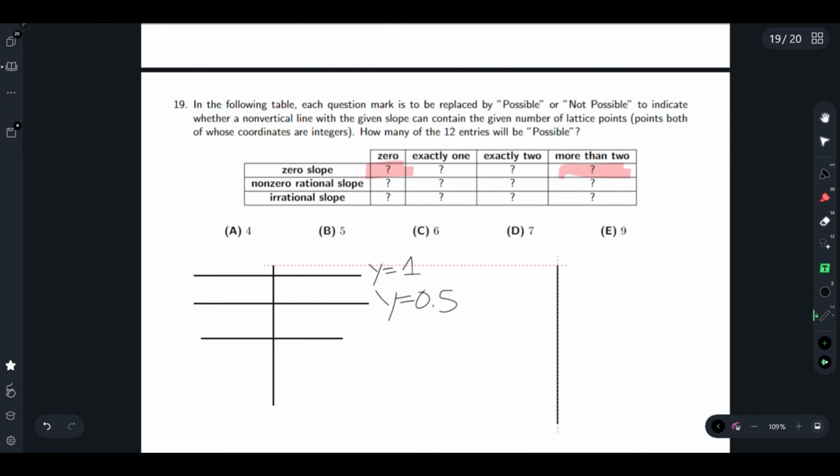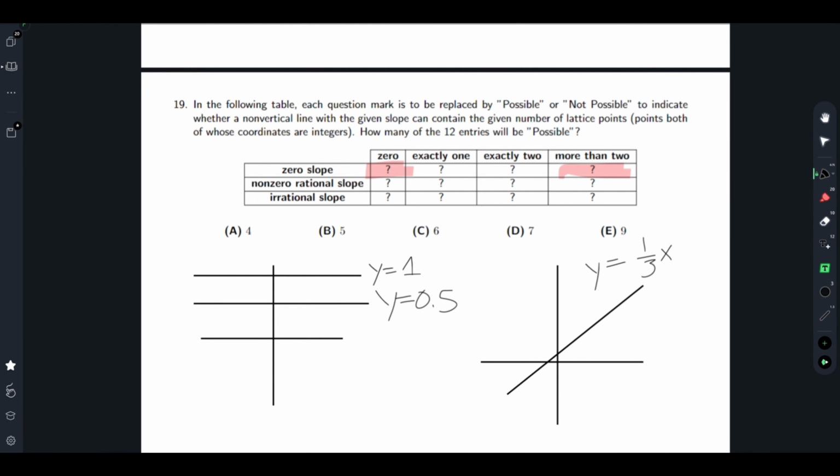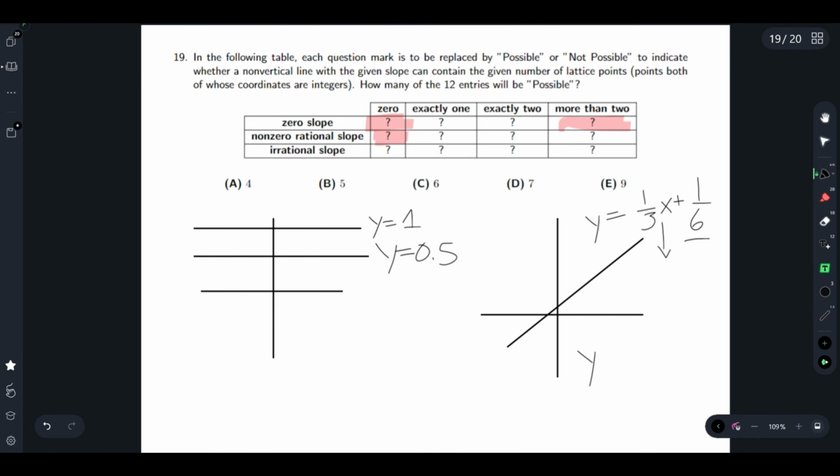Now for non-zero rational slope. So for non-zero rational slope, we can have something like y is equal to 1/3 x plus 1/6. And obviously, this is never going to hit a lattice point because there's a fraction here. So 0 is this case. Or another side of the coin is y is equal to x. And well, the slope is 1, which is rational, and this hits every point.